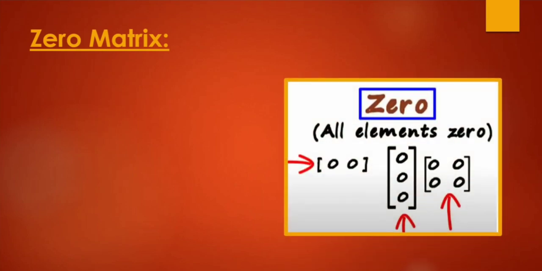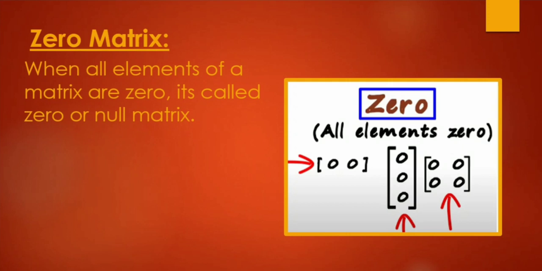The last example of today's lecture is zero matrix. As the name suggests, all the elements in these matrices will be 0. So, if any matrix in front of you consists of all elements as 0, you will say that this is a zero matrix or null matrix.